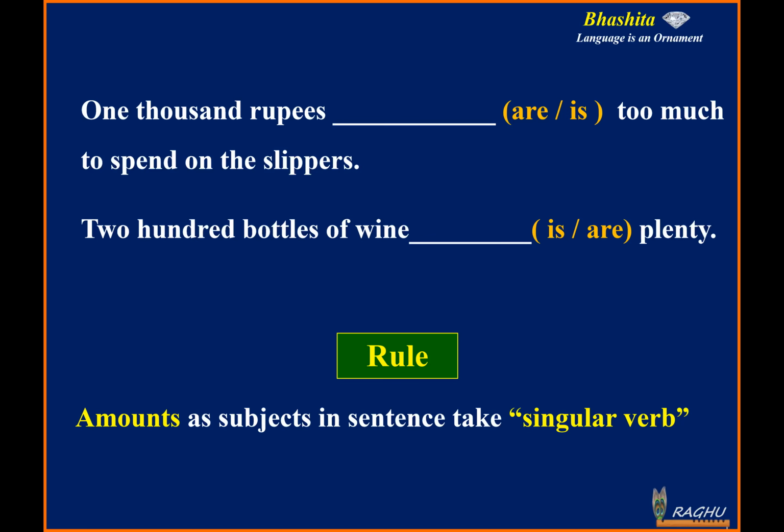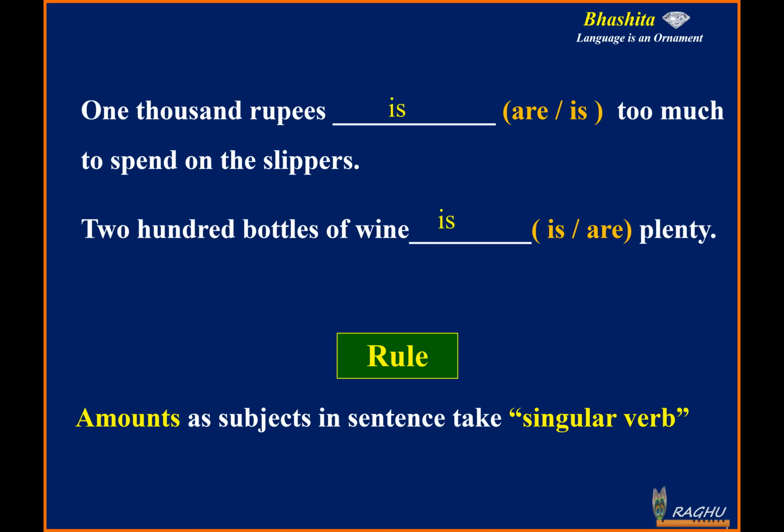Based on this rule, try to answer these two statements. Observe carefully. In the two given statements, what are the subjects there? 1,000 rupees, it is an amount. 200 bottles, it's a number. So both the sentences started with amount and number. So according to the rule, if a sentence starts with an amount or a number and that subject should be considered as a singular, it always takes singular verb. So according to this rule, what are the right answers for these two sentences, dear students?